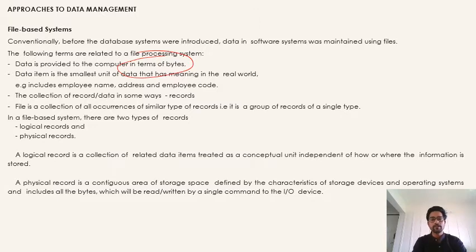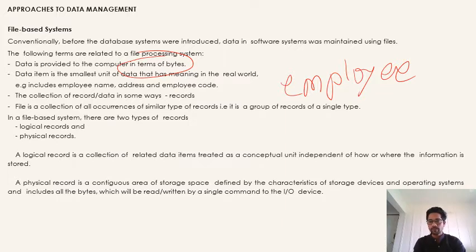A data item is the smallest unit of data that has meaning in the real world. For example, employee name, address, and employee code are data items. When you combine all these things together, employee name, address, and employee code, it generates one kind of record. It is a record of employee, where we focus on all kinds of employee related information. So the employee itself is one kind of record having the subfields name, address and code.